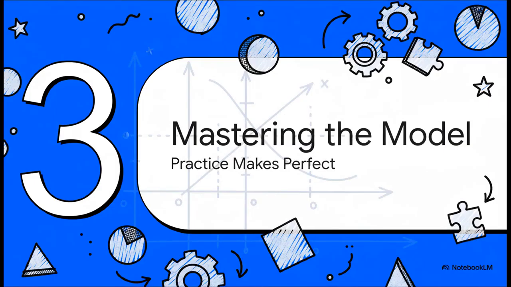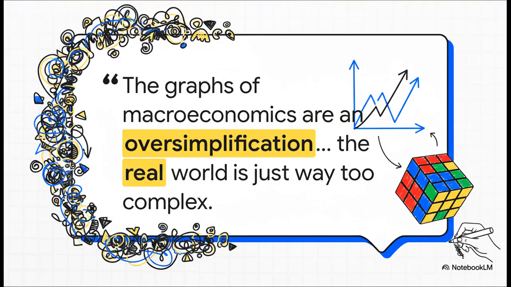And that brings us to the final piece of our puzzle, mastering the model. We've looked at all the different parts, and now it's just about putting them all together. Look, these models are incredible tools, for sure, but they're also a simplification. Let's be honest, the real world is infinitely more complex. But that's exactly why we use them, to help us cut through all that noise and really understand the core mechanics of what's going on. And just like that Rubik's Cube, the key to really getting it isn't just watching someone else do it, it's practicing over and over until those moves just become second nature.